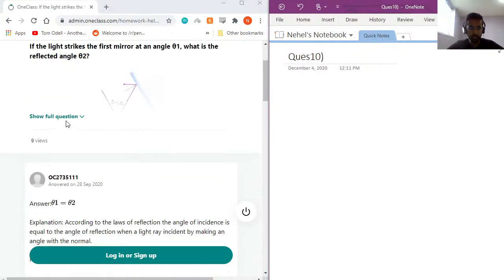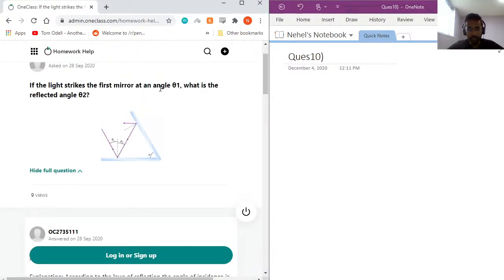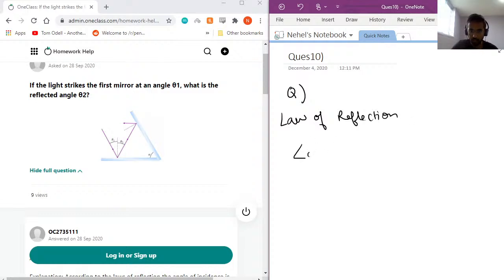Question number 10 asks, if the light strikes the first mirror at an angle of theta 1, what is the reflected angle theta 2? For this question, we need to know the law of reflection. The law of reflection essentially states that if a light beam is incident on a mirror at a certain angle theta, the reflected angle forms the exact same angle with the mirror. Written in simple form, according to the law of reflection, angle of incidence is equal to angle of reflection.